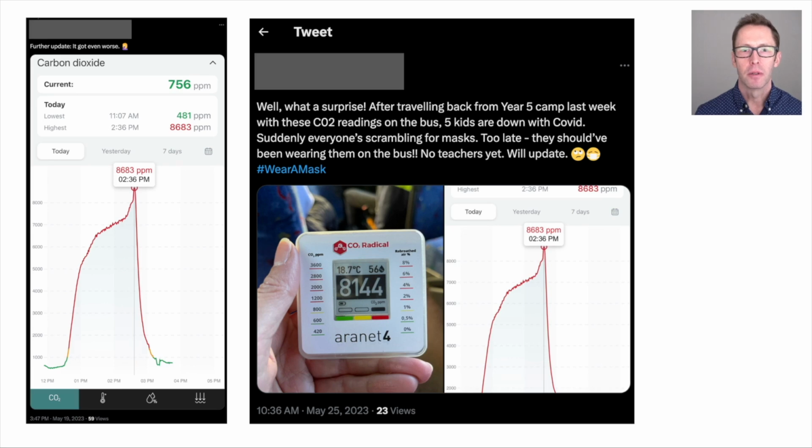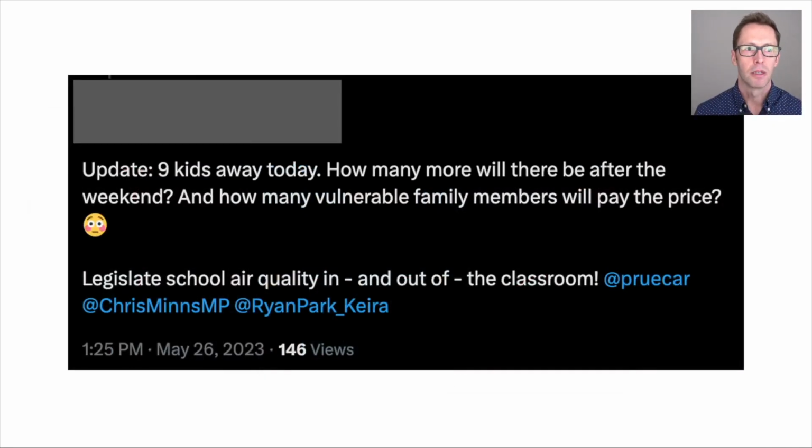Sadly, the week following this camp, there were 5 kids who were confirmed infected with COVID as a result of taking part in the camp. And then another update from a few days later, 9 kids were away. So that's 9 suspected COVID cases, which is really unfortunate from a camp that should be a safe place for kids and for staff members.